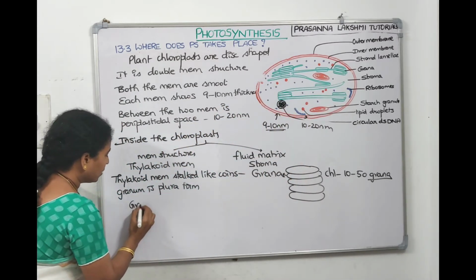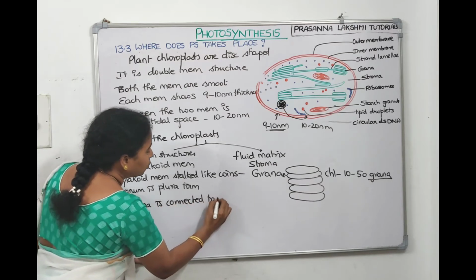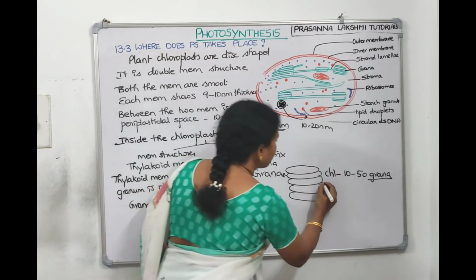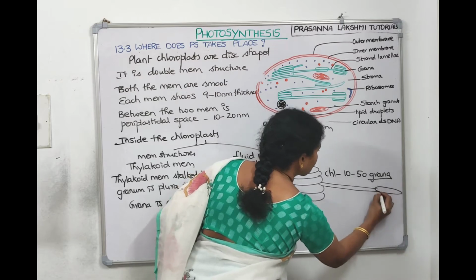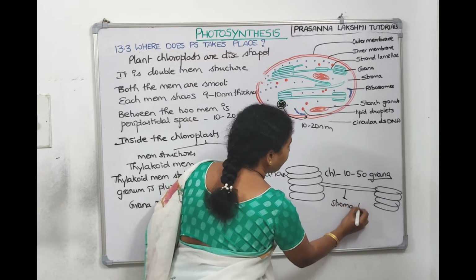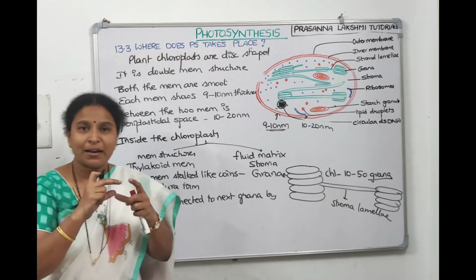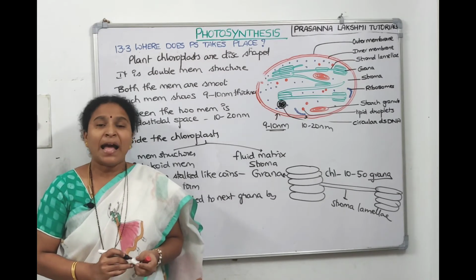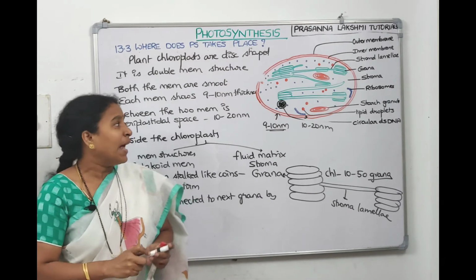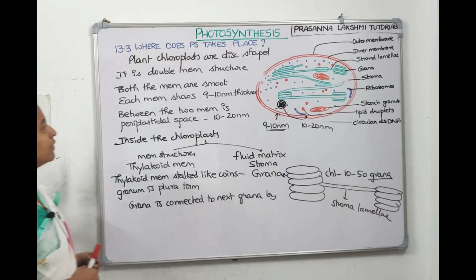One grana is connected to the next grana by a bridge, another membrane. What is this called? It is called stroma lamellae. So the thylakoid membranes that interconnect are called stroma lamellae, and if they are piled up disc-like, making a stalk-like structure, then that is called grana. And this inner matrix is called stroma. So take a screenshot, we will continue.